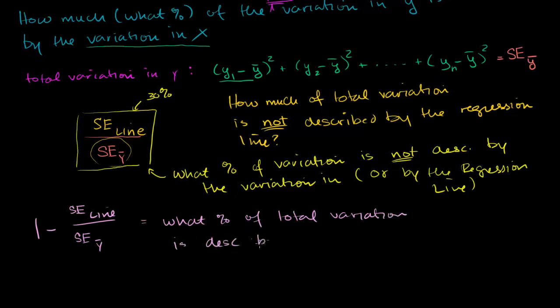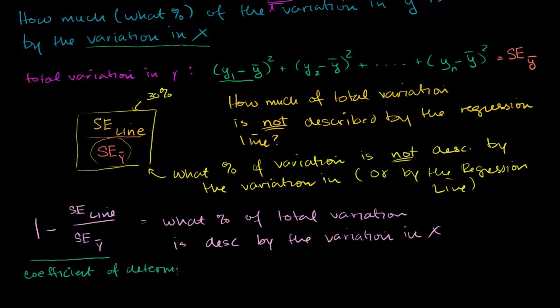And this number right here, this is called the coefficient of determination. It's just what statisticians have decided to name it. Coefficient of determination. And it's also called r squared. And you might have even heard that term when people talk about regression.